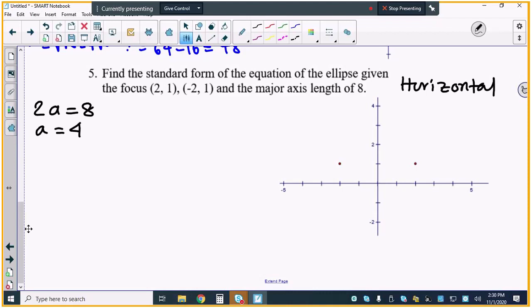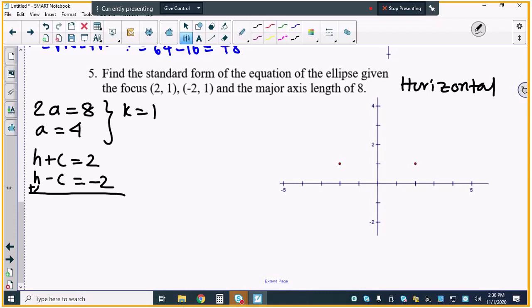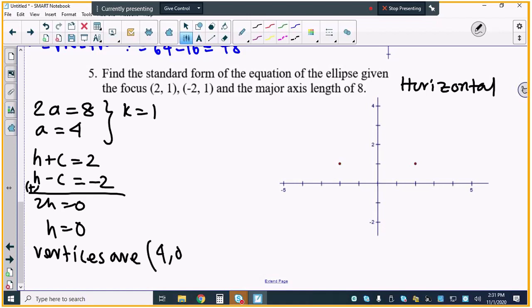I have been given the foci, so first k is equal to 1, and then I know h plus c must be 2 units. h minus c must be negative 2 units. If I add these two, I get 2h equal to 0, so h must be 0. What else do I know? That tells me the vertices, because the vertices are h plus or minus a comma k. So then I know that the vertices are 4 comma 0 and negative 4 comma 0.